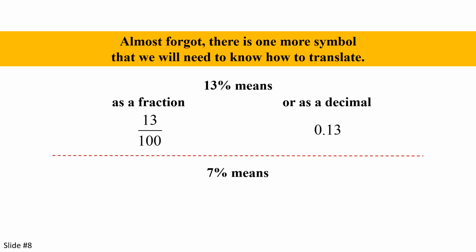7% would mean, as a fraction, 7 over 100. As a decimal, 0.07. Again, you have a choice on how you express it when you translate it. You may be more comfortable with one versus the other, or one may be more practical in the long scheme of the problem. It's the whole question that's being translated.